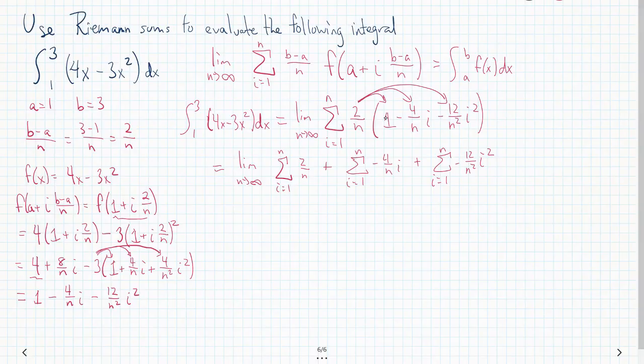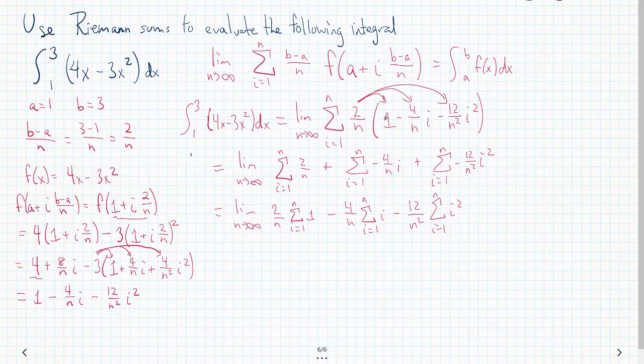Now the beautiful thing here is the only thing that's actually changing is the I value. So if you don't see an I, you can pull everything else out in front. So for example, in that first one, we can pull the 2 over n out in front, and we have a summation I equals 1 to n of just 1. We can pull the minus 4 over n out, and we have a summation I equals 1 to n of just I. And we can pull the 12 over n squared out, and we can take a summation I equals 1 to n of I squared.